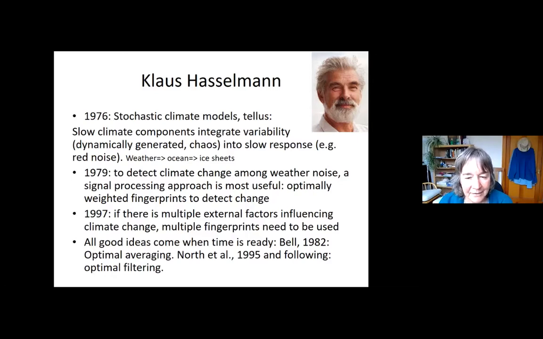Both the 76 and 79 papers are hard work to read. I think when I started from mathematics and came into climate science, I spent the first few months of my time at Max Planck staring at Klaus' papers in what varied between total despair and enthusiasm. So it took me a while to digest them. And then a follow-on paper that will come in later is that in 1997, he wrote a paper that looks at what you do if there are multiple external factors. It's basically just a simple expansion of the fingerprint idea into multiple fingerprints.